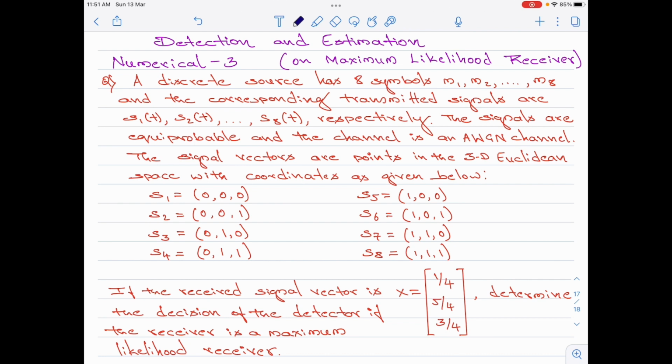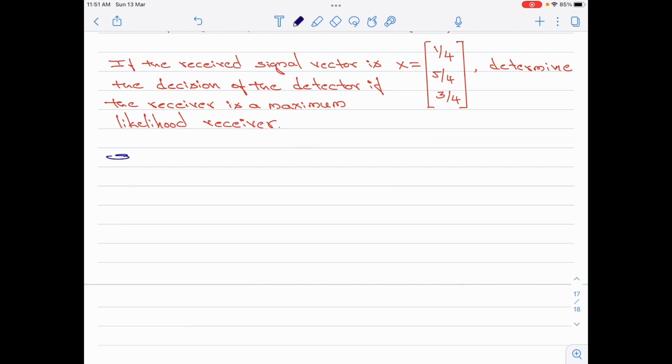Right, let us start with the solution part. First of all, let us understand the question. We are told there is a discrete source that produces 8 symbols. So, I will write them as M1, M2, M3 till M8. And each symbol corresponds to a signal given by S1 of t, S2 of t, S3 of t till S8 of t.